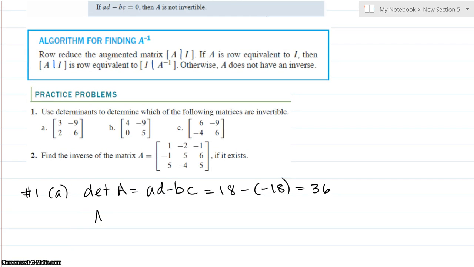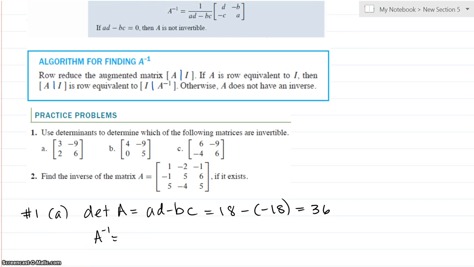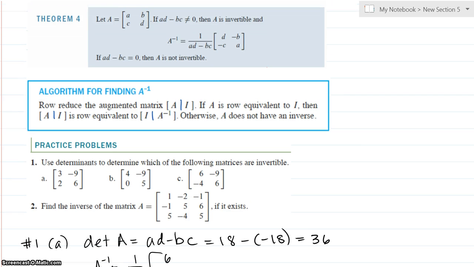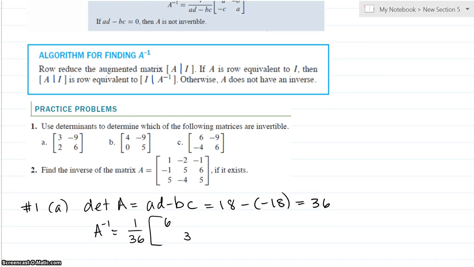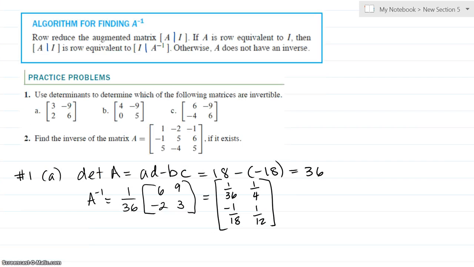To actually find the inverse, you can use the formula. It's going to be 1 over that number, so 1 over 36. And we are going to then switch the A and the D. So this is going to be a 6 and this is going to be a 3. And then we're going to put negatives. We're not going to switch the B and the C, just put negatives. So that would be a 9 and this would be a negative 2. Now multiply 1 over 36 by every entry.